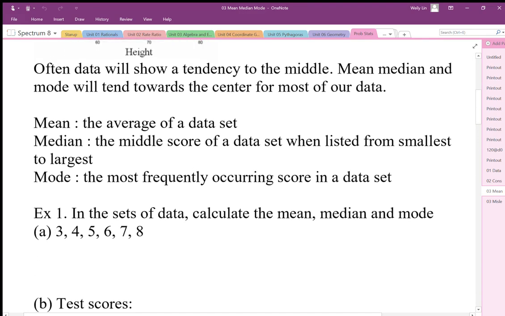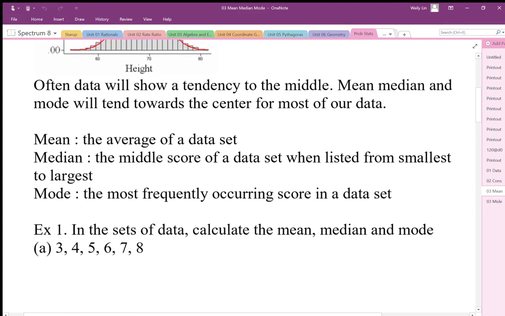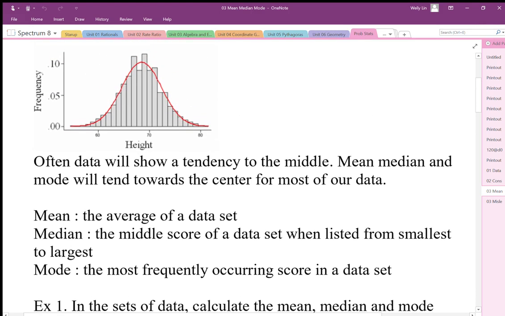So the mean is the average of the data set. So if we have a bunch of scores, we take the average of those scores, and that's what we call the mean. The median is the middle score. So in this case here, if we have a median, we just divide this up. We say half the people are on this side and half the people are on this side. Okay, and if that's the case, that represents what we call the median.